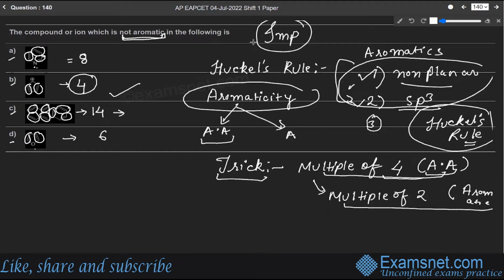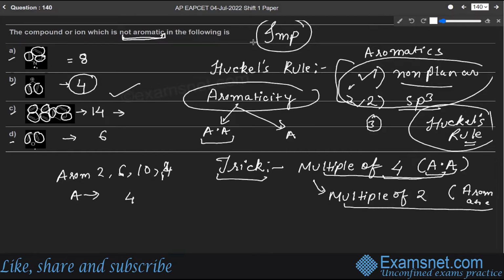So always remember, for the anti-aromatic condition, it is 4, 8, 12, 16, these kinds of numbers. And for aromatic, it is 2, 6, 10, 14, basically other than multiples of 4, which would always be considered aromatic. And for anti-aromatic, all the multiples of 4. Okay, so option B is the correct answer to the question.